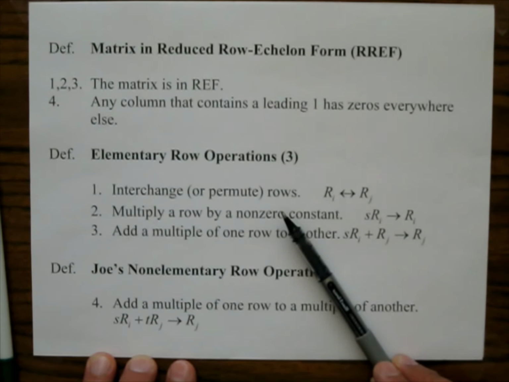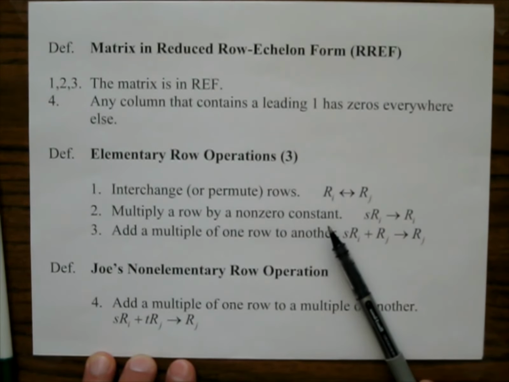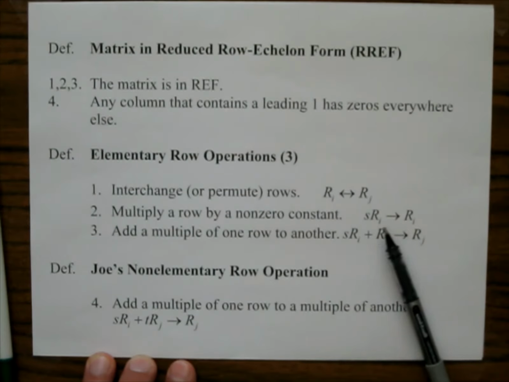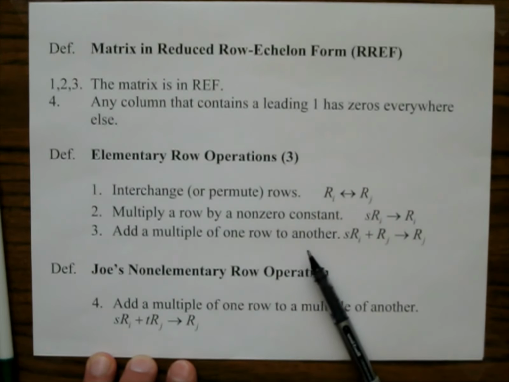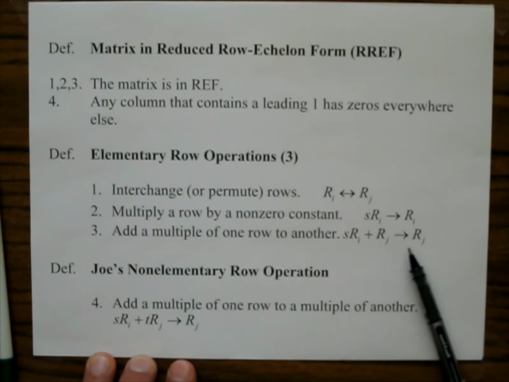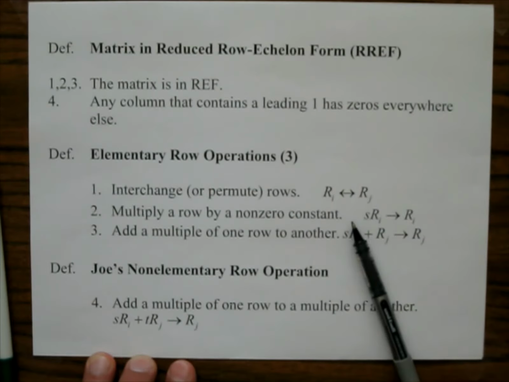I think that was the second thing we did in the PowerPoint. Multiply a row by a non-zero constant. Okay, and there's some machine language there. And add a multiple of one row to another. And so that's kind of the machine language there. So if this confuses you, just ignore it for now.